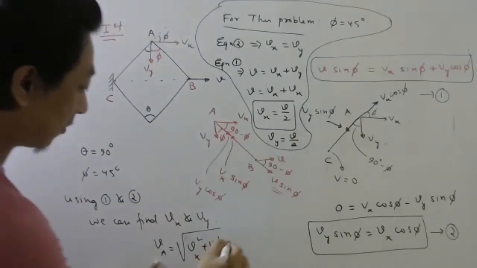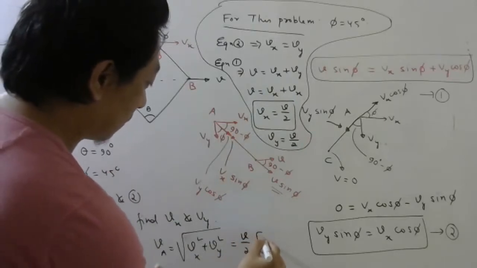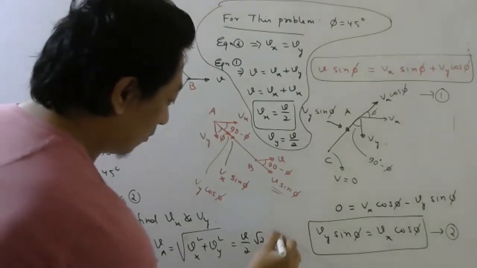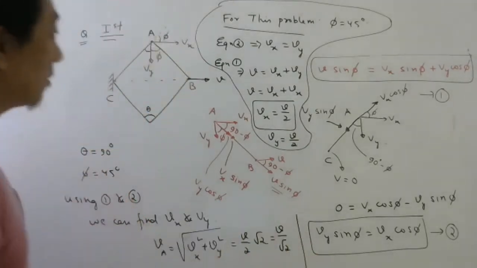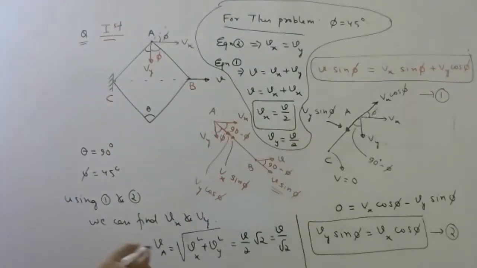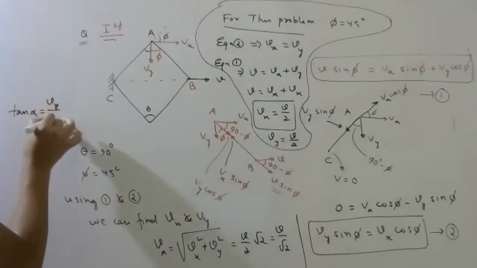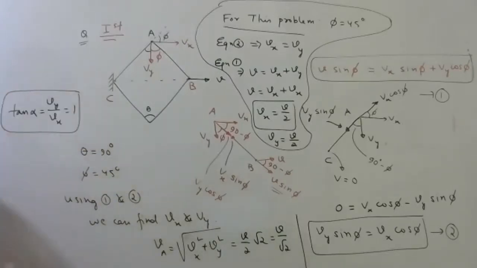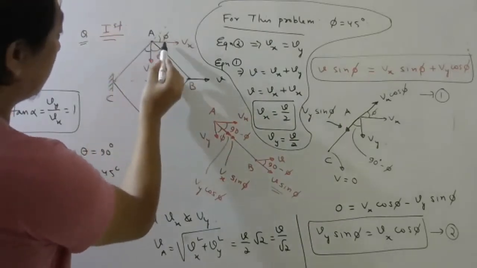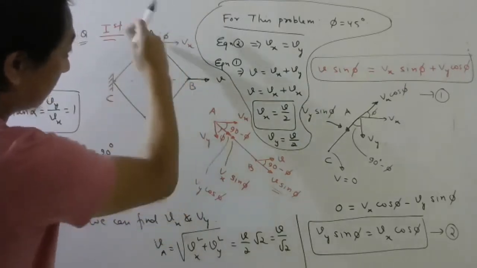So final velocity of A will be what? Root of (V by 2) square plus (V by 2) square. So that will be giving you V by root 2. So what is the velocity of this point? V by root 2. And at what angle will it go? To find the angle, tan alpha, let's say, is Vy by Vx. So that will be 1. So the velocity will make 45 degrees with the x-axis. So 45 degrees with x-axis means this way. So this particle at that instant will be going this way, along this direction.